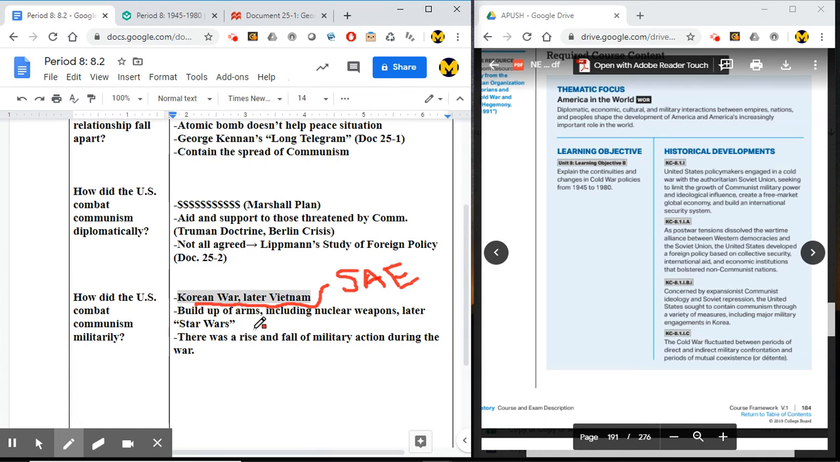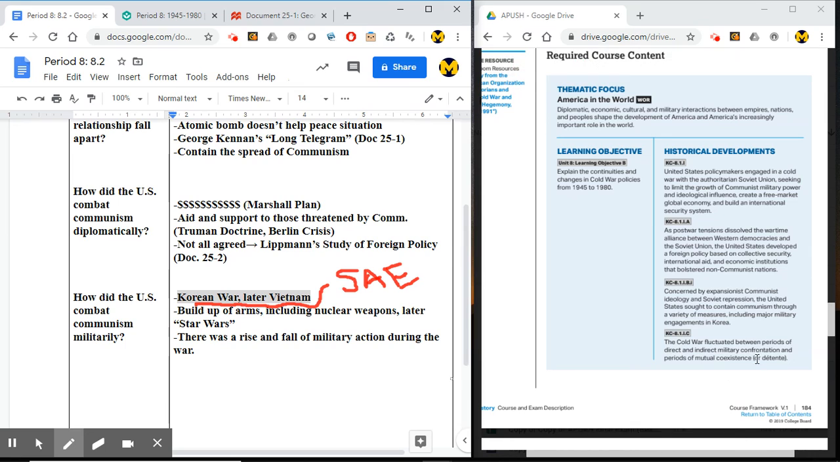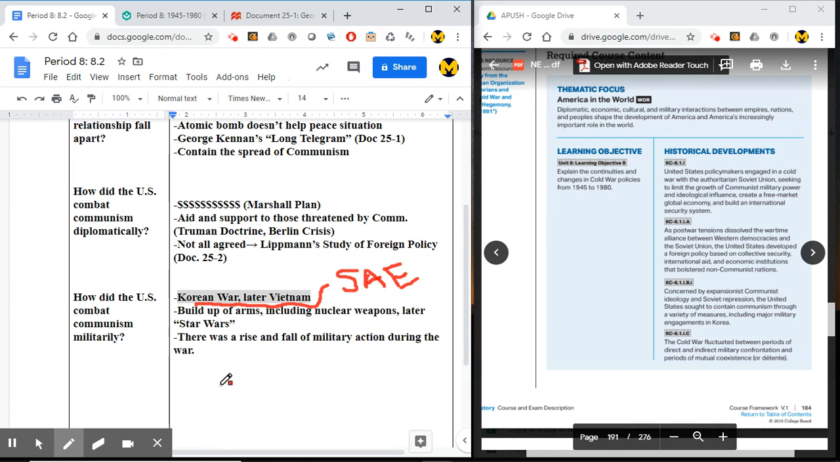It's not as cool as it sounds. Well, it might be, depending on how you look at it, but we are showing our technological power over the rest of the world. We get satellites and the race to the moon, and that's all part of military or tangible physical action against communism. It's important to note, looking down here at our last development, that there is a rise and fall of military action throughout the Cold War. There's times when there's a lot of military movement and action going on, and there's times where there's not.